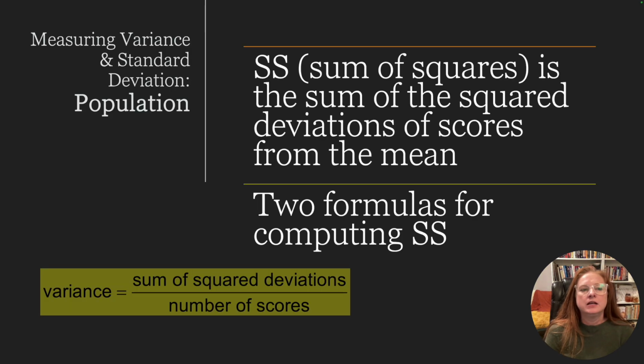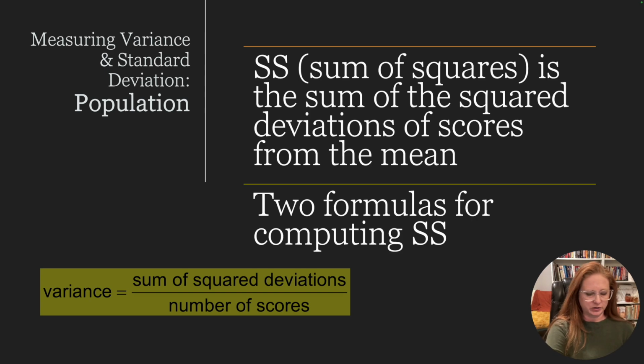Okay. So now we're going to measure variance and standard deviation for a population. SS stands for sum of squares. It is the sum of the square deviations of the scores from the mean. I'm going to say that again. SS is the sum of squares. It is the sum of the square deviations, right? So square all the deviations and then sum them up, add them all up, the distance of the scores from the mean, okay?